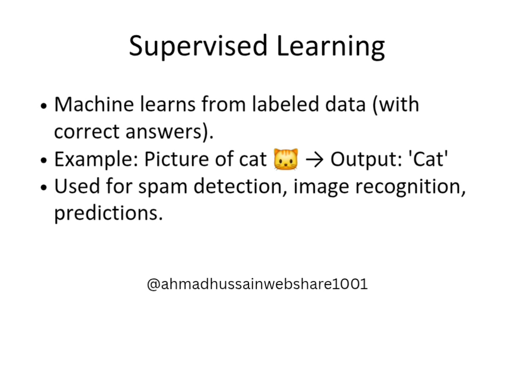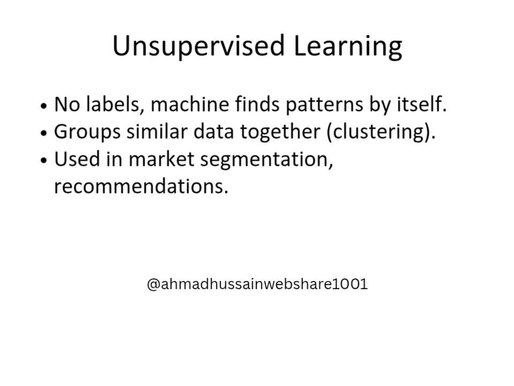Think of a teacher giving the student the right answer first. The computer is trained on labeled data, where the correct answer is already given. Example, input is a cat, output is cat. The machine learns from these correct labels. Used for email spam detection, image recognition, predicting prices.